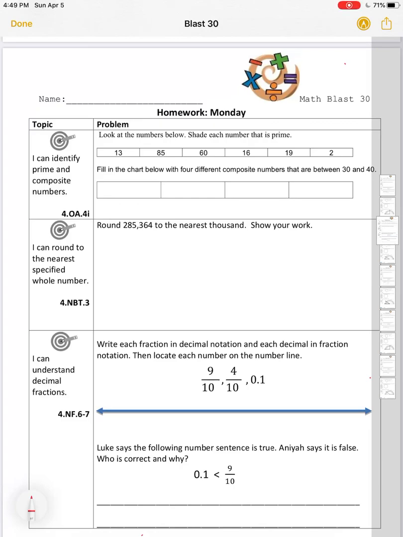Math Blast 30. I can identify prime and composite numbers. Look at the numbers below. Shade each number that is prime.